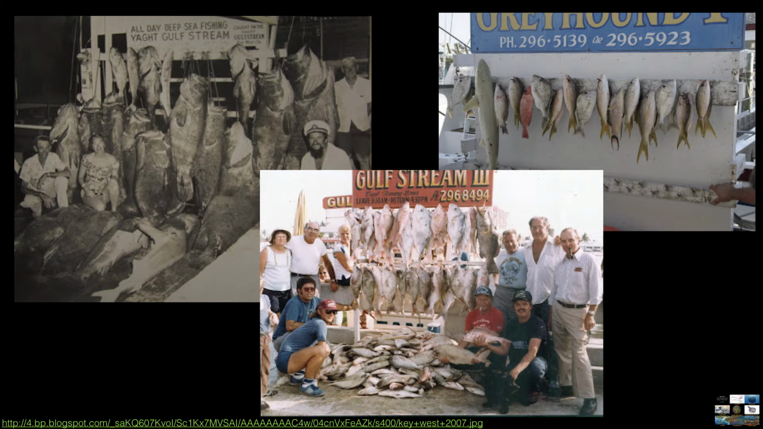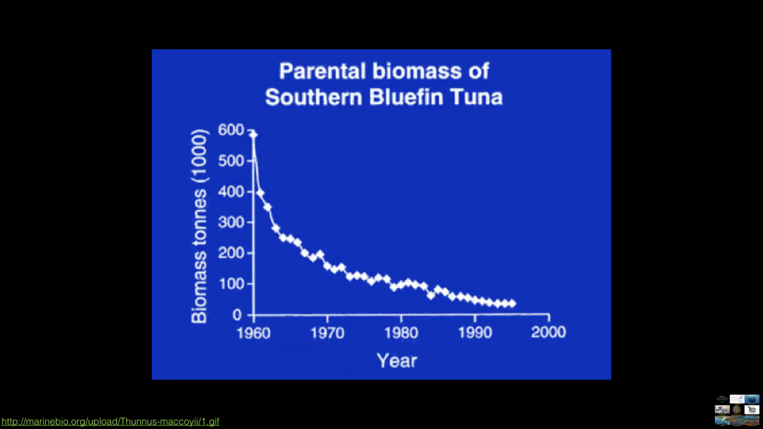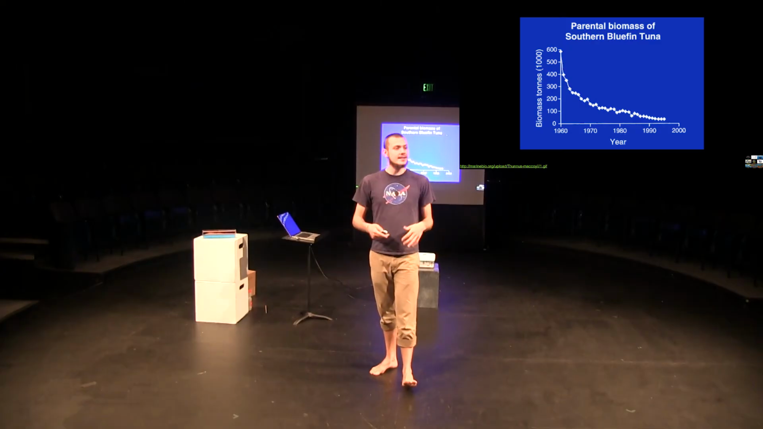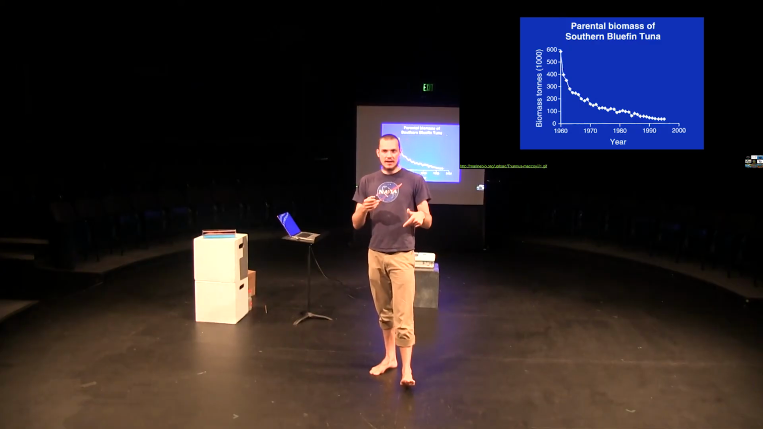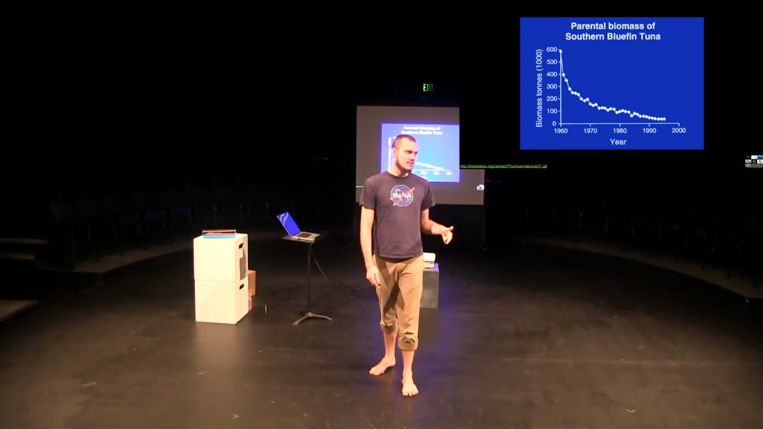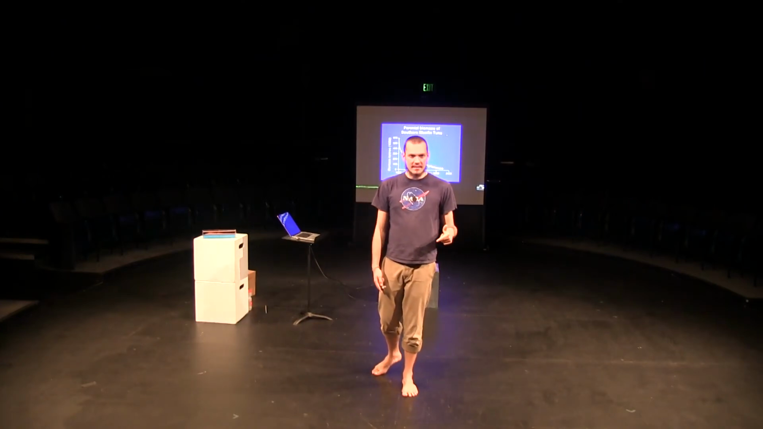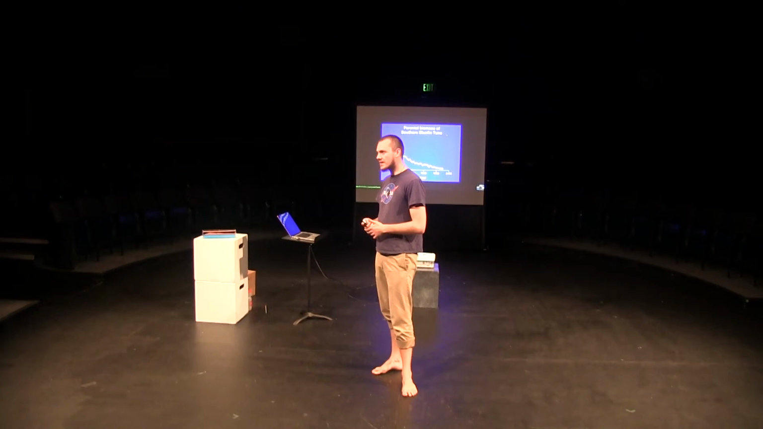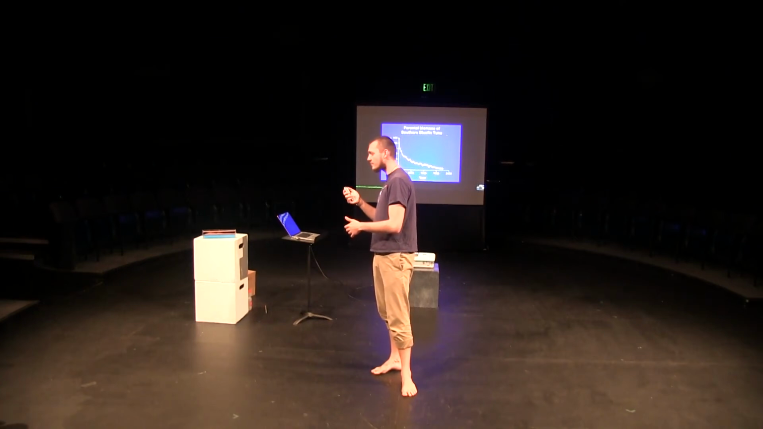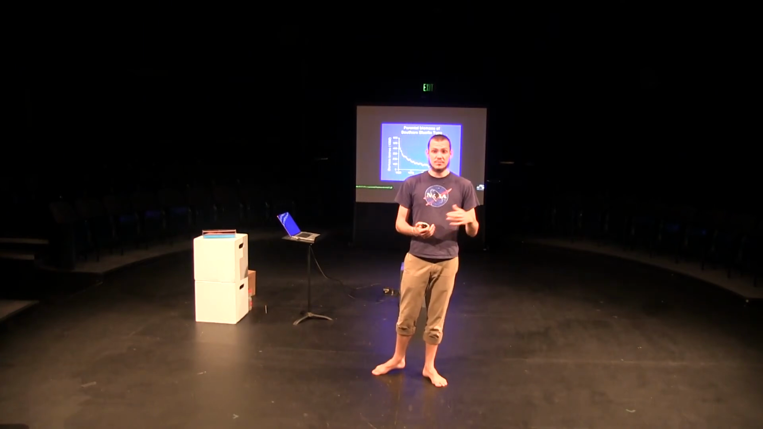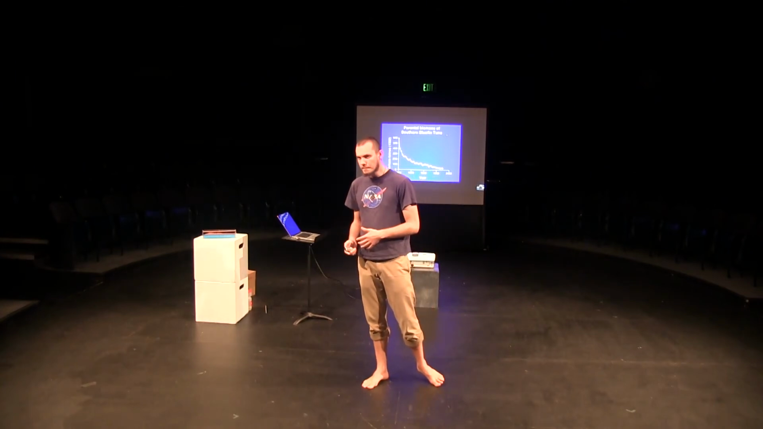And this is a trend that extends throughout a number of different species all across the ocean. Bluefin tuna in the 60s, we were able to collect 600,000 tons of bluefin tuna. Looking again at the parental biomass of this catch, a number of decades later, we're down to a mere fraction of that. And this is something that has perpetuated, again, because of the policies that are enacted that are trying to protect or that are either meant to exploit these fisheries.